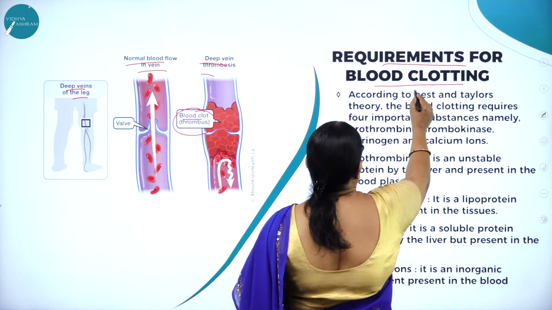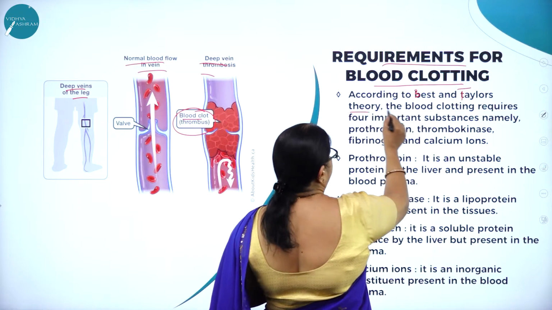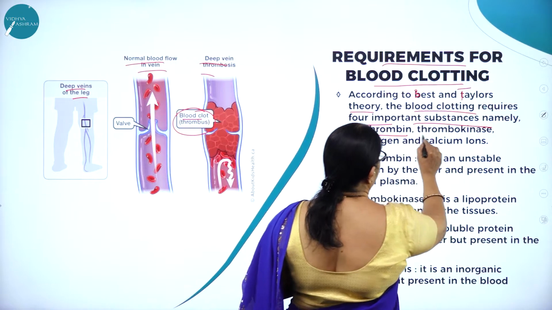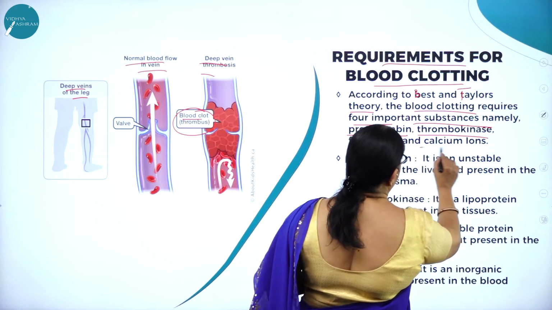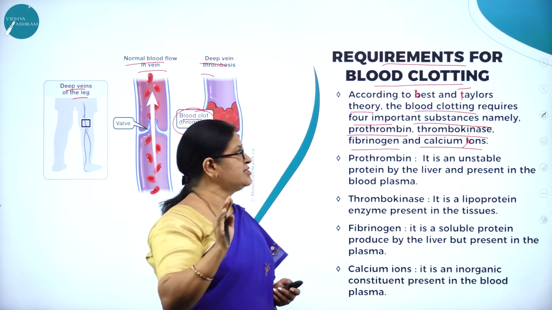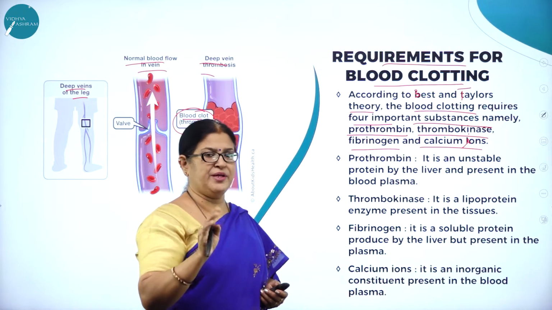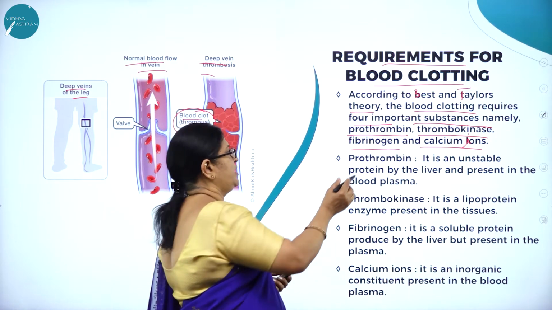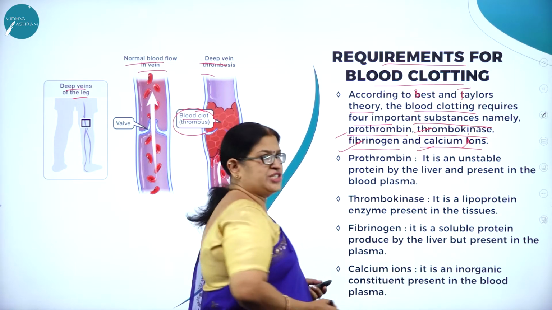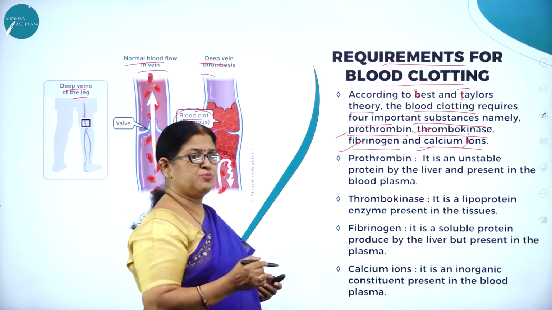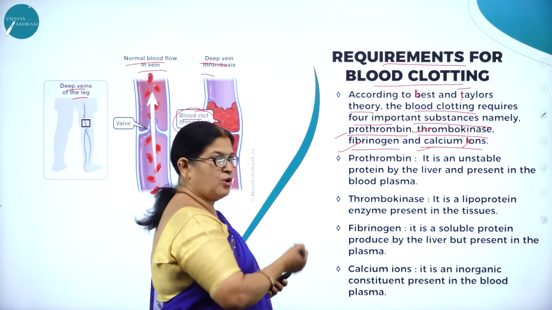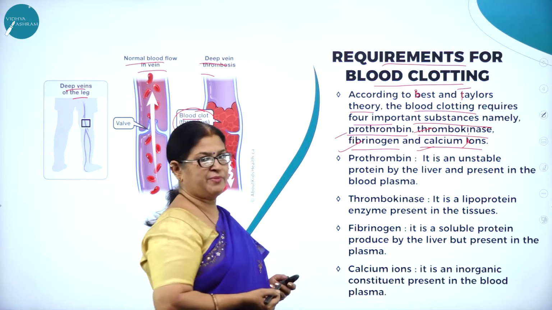According to the scientists Best and Taylor's theory, blood clotting requires 4 important substances, namely prothrombin, thrombokinase, fibrinogen and calcium ions. So according to Best and Taylor's theory, for the clotting to happen, what are the 4 basic requirements? One is prothrombin, thrombokinase, fibrinogen and calcium ions. Now, let us move on one by one. Let us study what is prothrombin, what is thrombokinase, what is fibrinogen, and how calcium ions help.